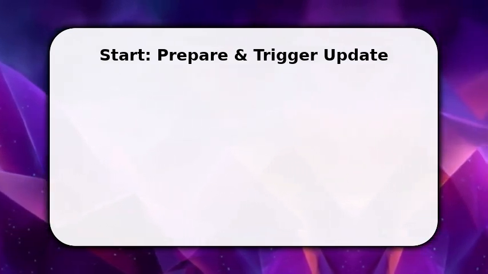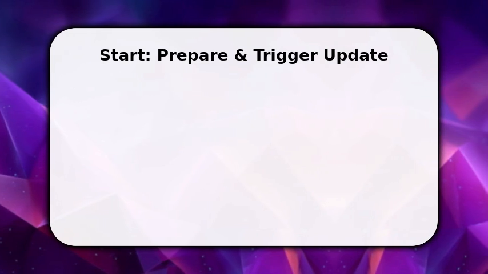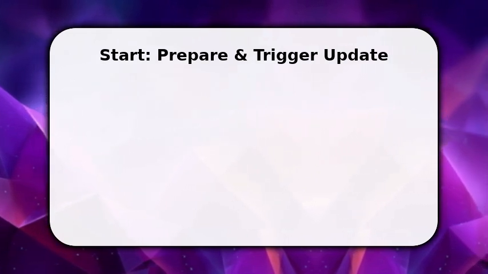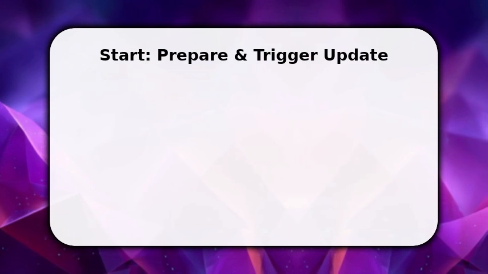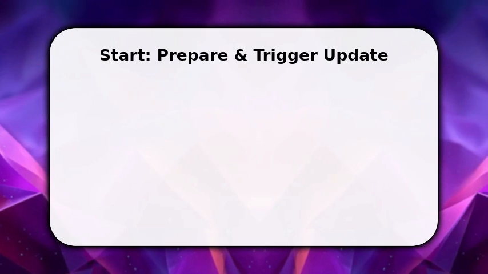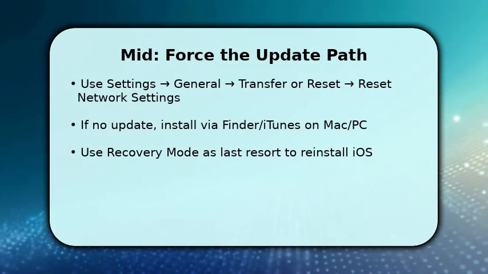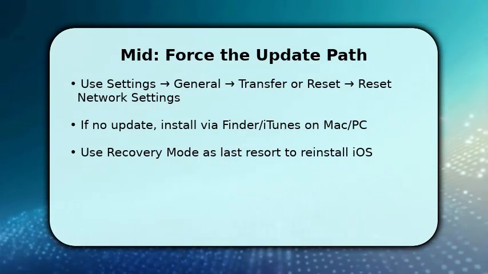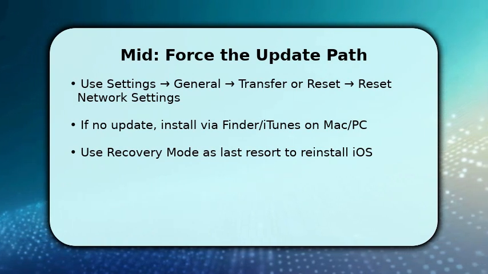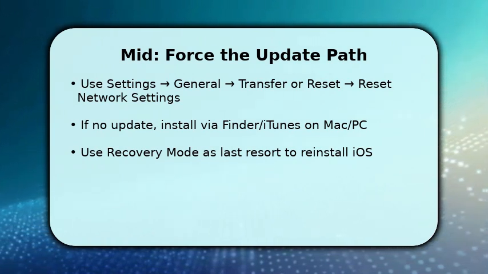Now, open Settings, tap General, and choose Software Update. This forces the system to check Apple servers and present any available iOS version. If the update doesn't appear, reset network settings to clear stale connections. This often fixes update discovery. Once network is clean, try again in Software Update.